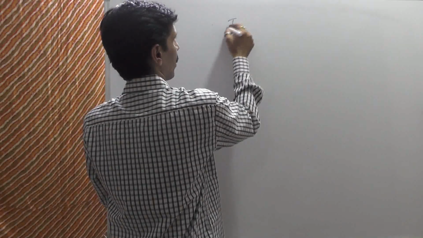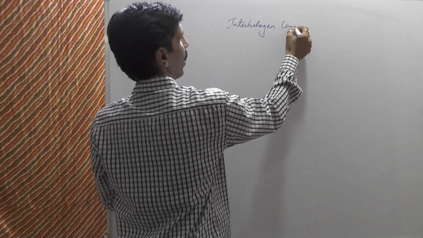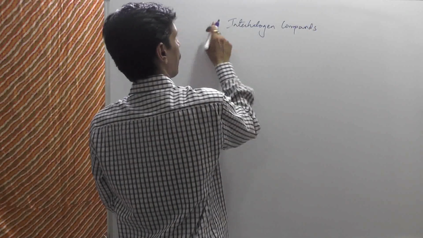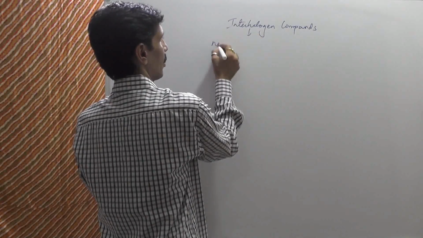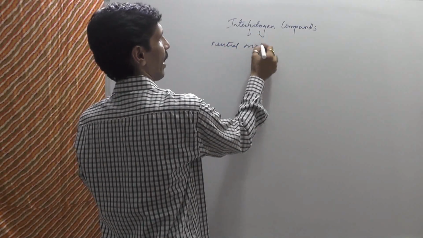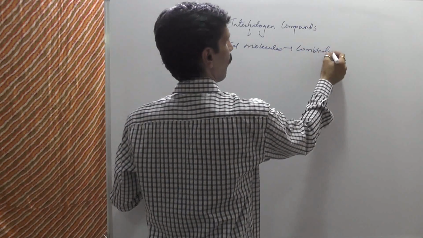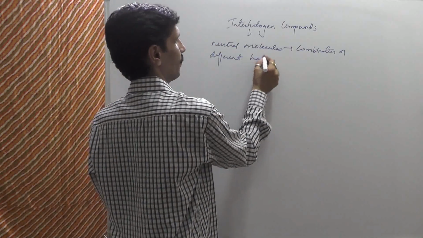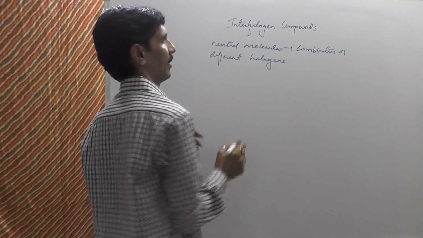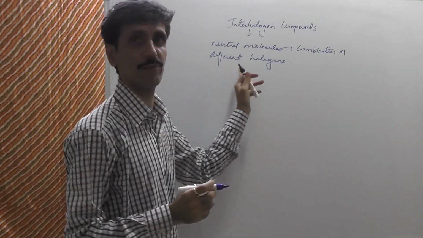Now my dear friends, we begin with a new topic, and that is called Inter-Halogen Compounds. I had made a mention of this particular point before as well, and I told you that in the later part of the chapter I'll explain this. Inter-Halogen Compounds are nothing but neutral molecules which are formed by the combination of different halogens amongst themselves. These are called inter-halogen compounds: neutral molecules formed by the combination of different halogens.